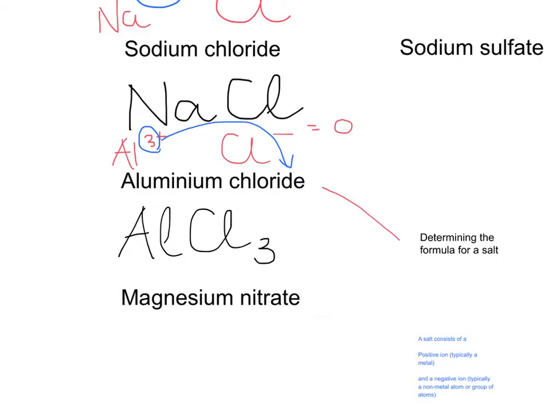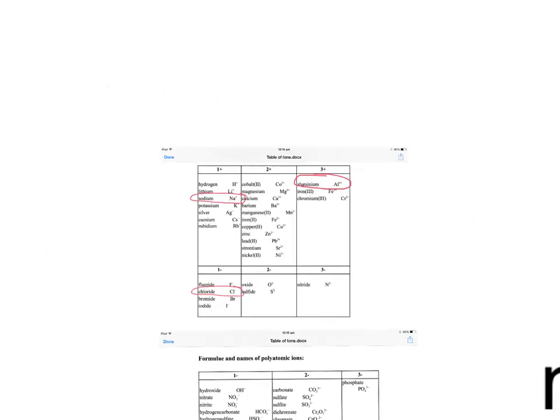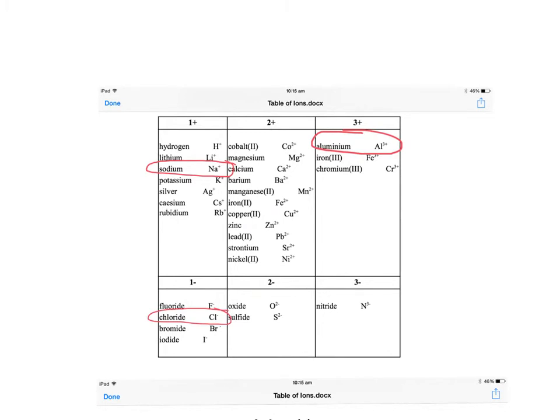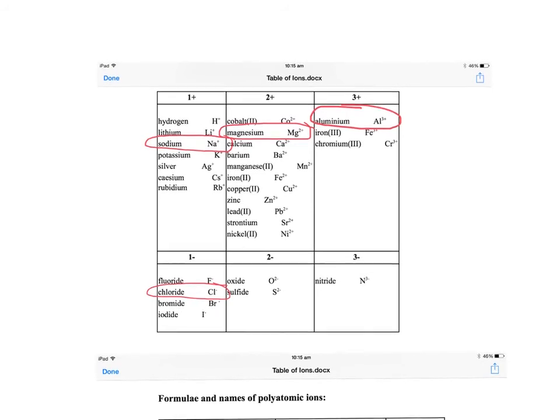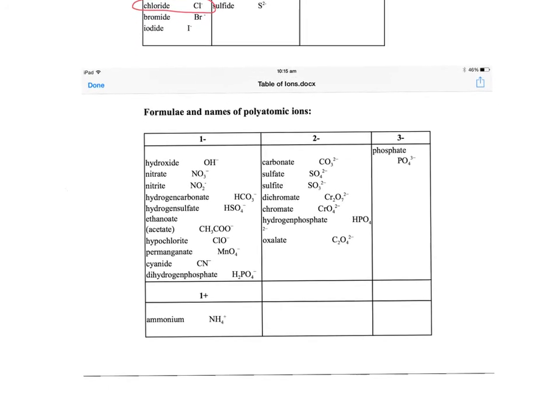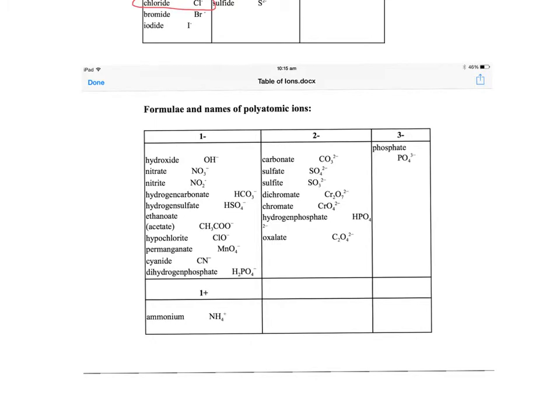Now magnesium nitrate. If I do the same thing there, I go over to my table of ions. Here's magnesium, Mg2+, and nitrate. Now nitrate isn't in this table, and the reason is that it's a polyatomic ion, which means there are lots of atoms in the ion. So here are our polyatomic ions, and here is nitrate. That's NO3-.